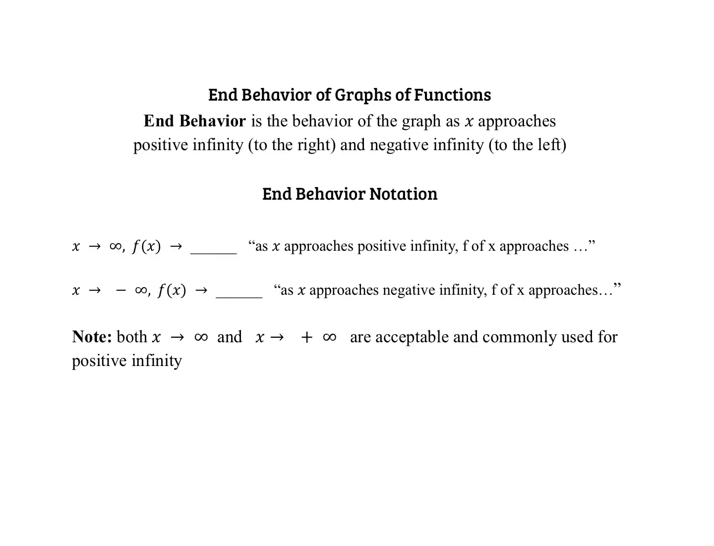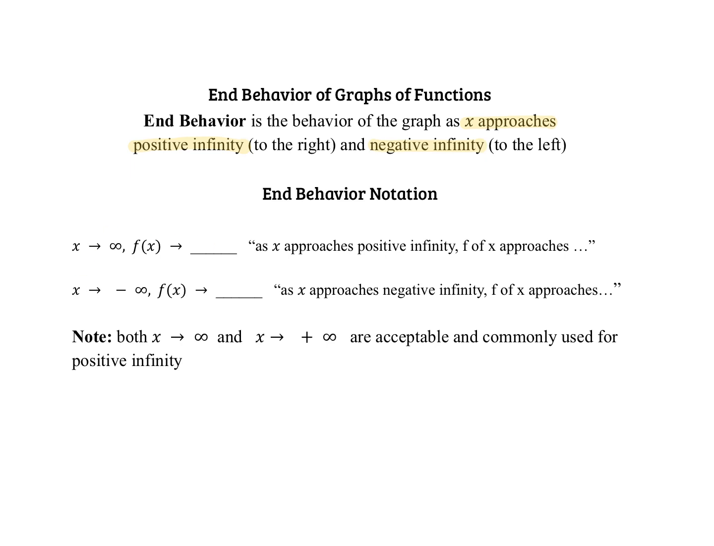All right, so now we're going to move on and we're going to start talking about what's called the end behavior of graphs of functions. So end behavior is essentially what your graph is doing way to the right or way to the left. And we say that as x approaches positive infinity, that's essentially saying to the right. And as x approaches negative infinity, which is essentially to the left. So what is your graph doing? Is it heading up? Is it heading down? Is it approaching a value?